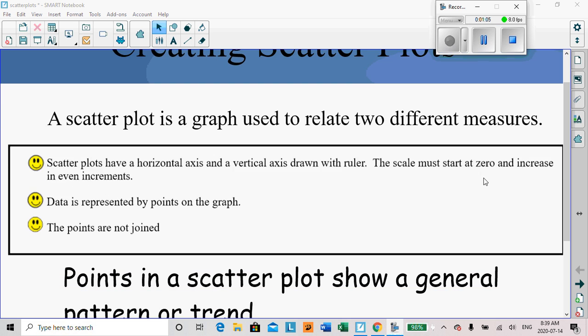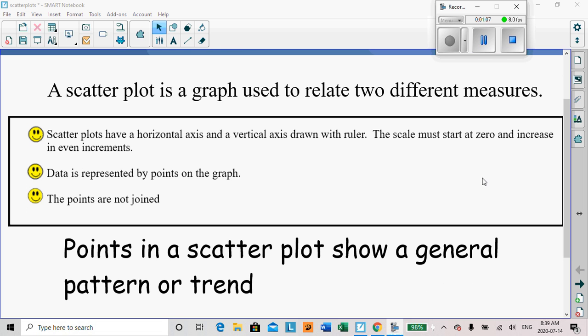We use scatter plots to show a general pattern or trend in the data. So people will prepare these and they will give them to people in business or in government or industry, and they use these scatter plots then to look at the data and to make decisions based on that data.